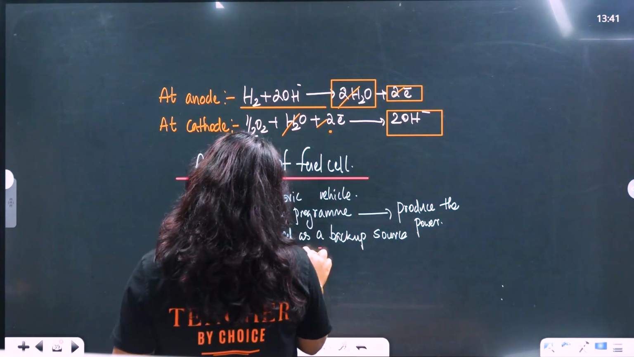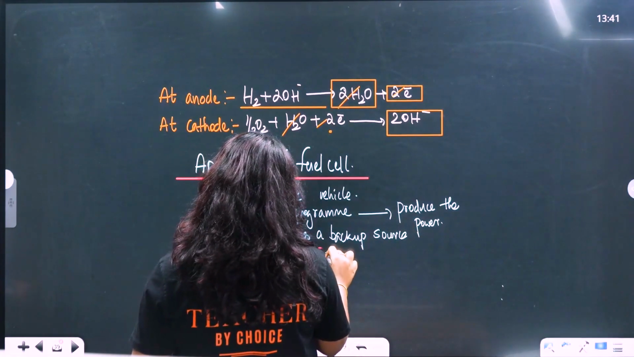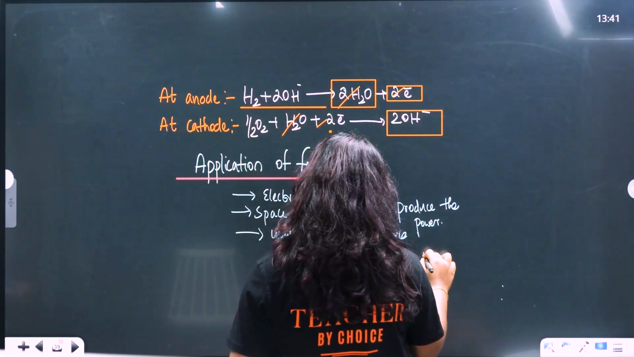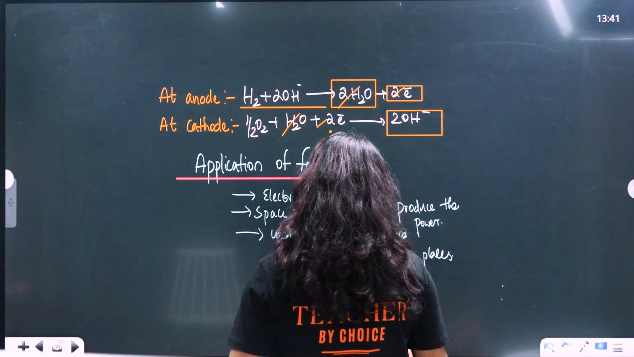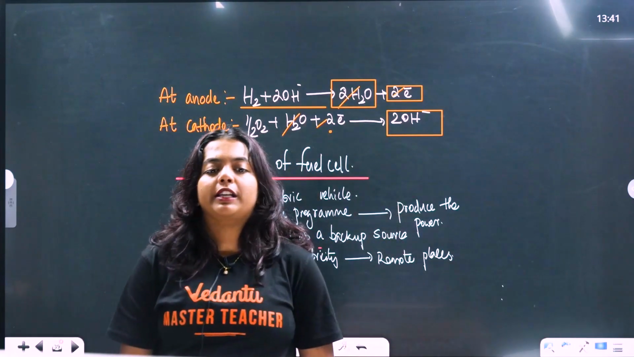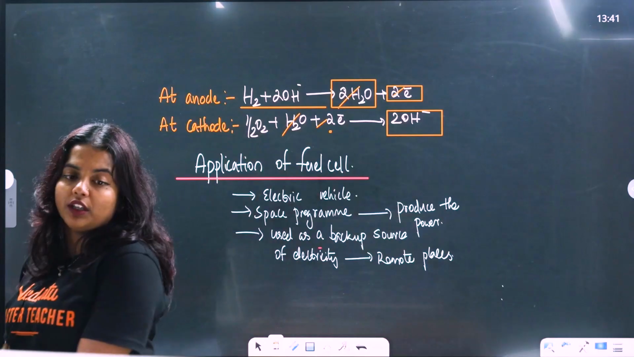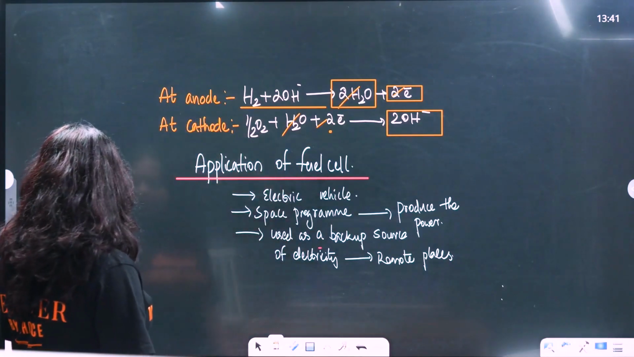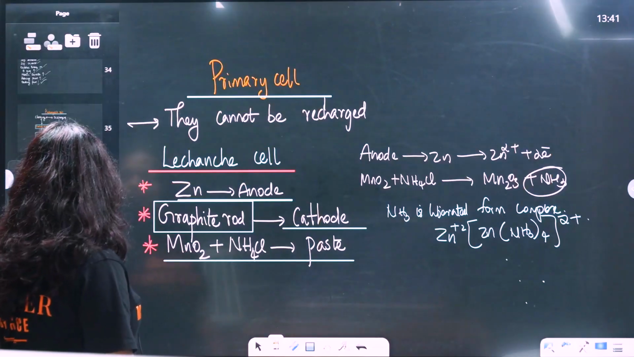So in remote areas, they use it as an electricity backup source. In remote places we will be using that as a backup source. So these are the applications of the fuel cell, which are very important. Some applications which you have to note down. Now let me give you some 2 to 3 questions.